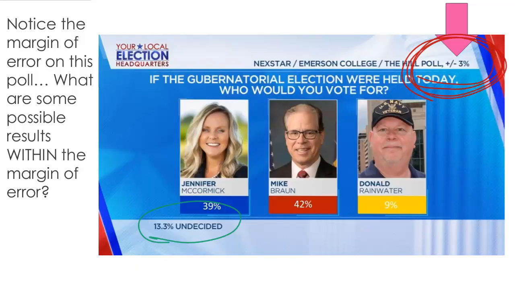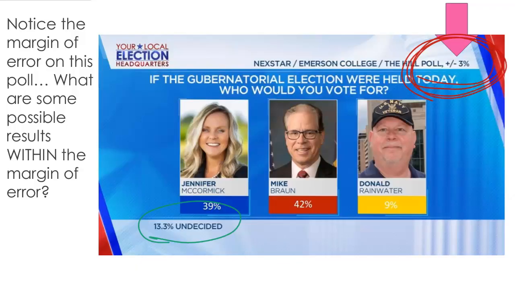What do we get when we add those up? You get 90 plus the 13.3%, which are undecided. So that's kind of over 100%. Our margin of error is plus or minus 3%.